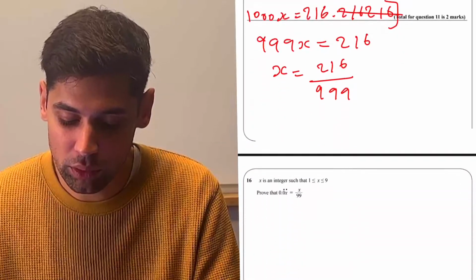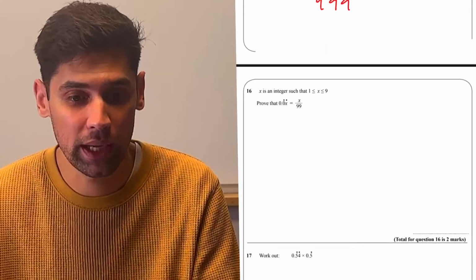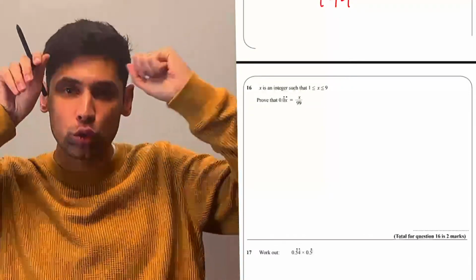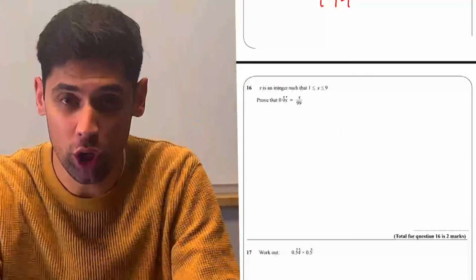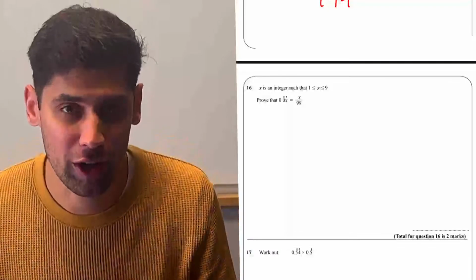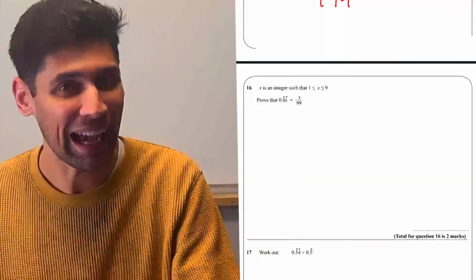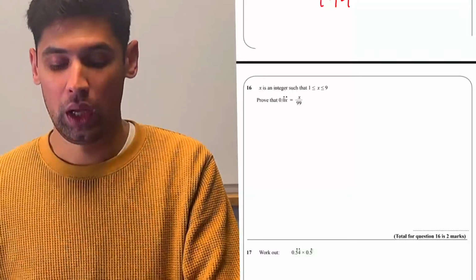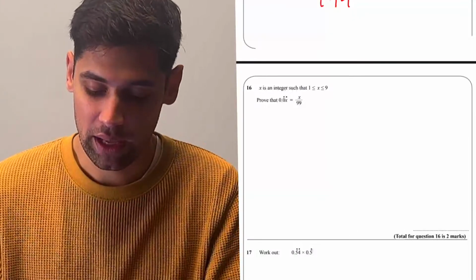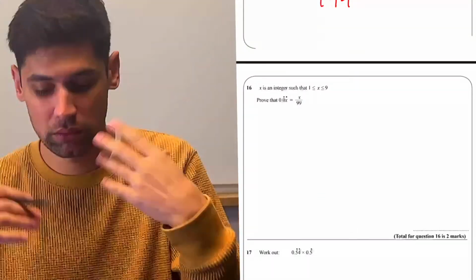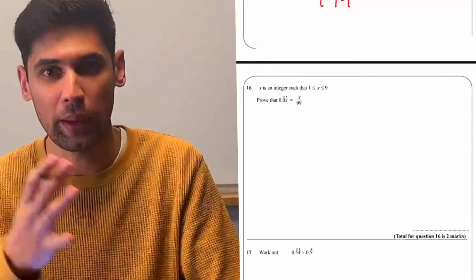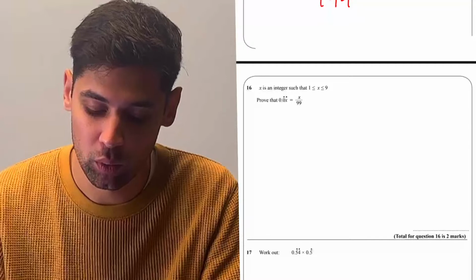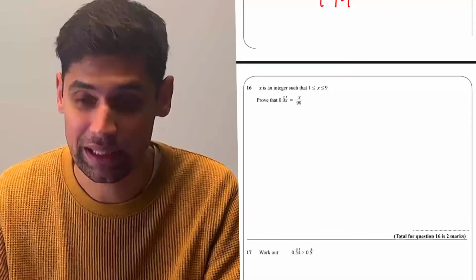And this is an example where they bring algebra into the equation. And I said right at the very beginning of this session, don't let what you don't know stop you from doing what you do know. We know the structure of how to do this topic. Just because they put an x in there, that should not stop us from doing the exact same structure. x is an integer such that x is between 1 and 9 inclusive, so 1 all the way up to and including 9. Prove that 0.0x recurring on the 0 and the x is x over 99.